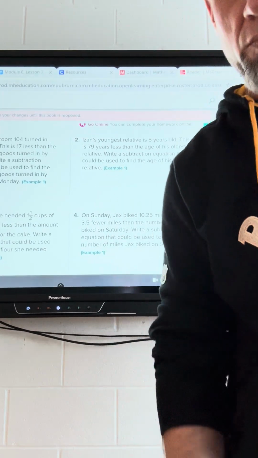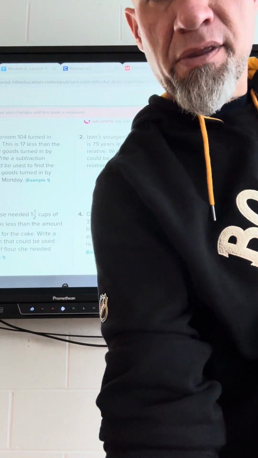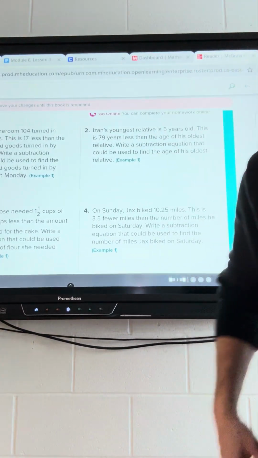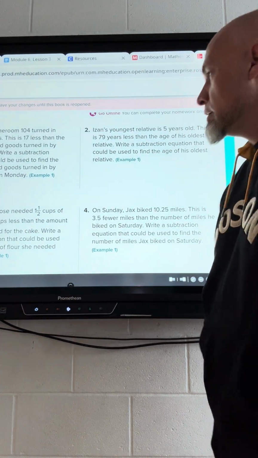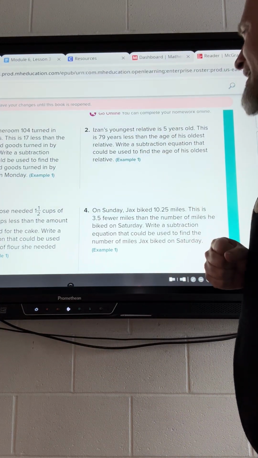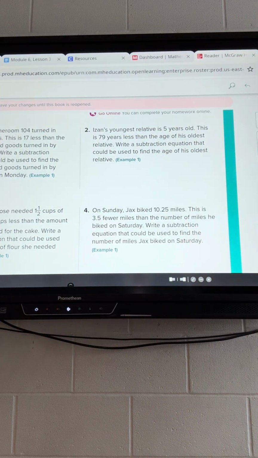Okay, everybody, we're going to look at homework practice problems for Monday, February 10th, numbers 2, 4, 6, 8, 10, 12, and 14. So we have Izan's youngest relative is 5 years old. This is 79 years less than the age of his oldest relative. Write a subtraction equation that could be used to find the age of his oldest relative.